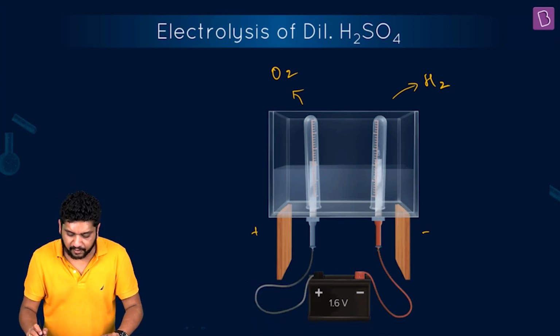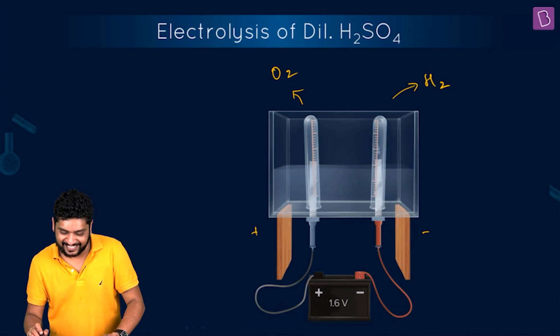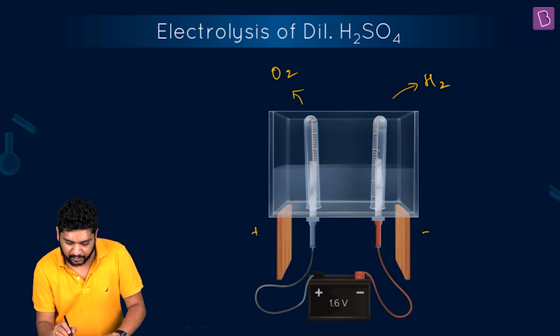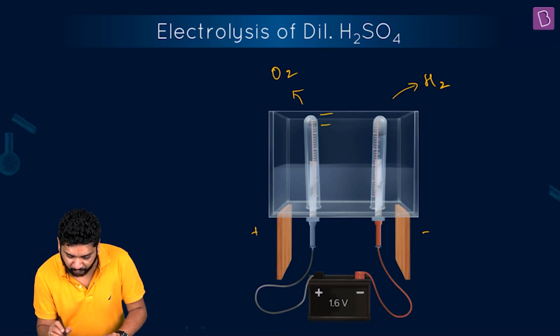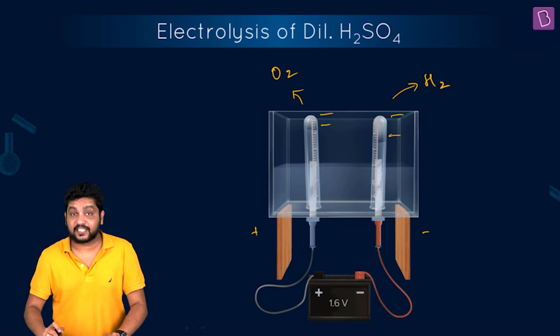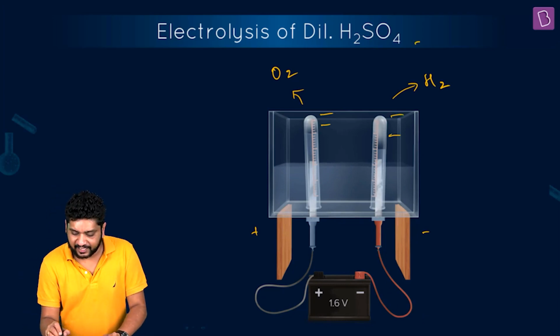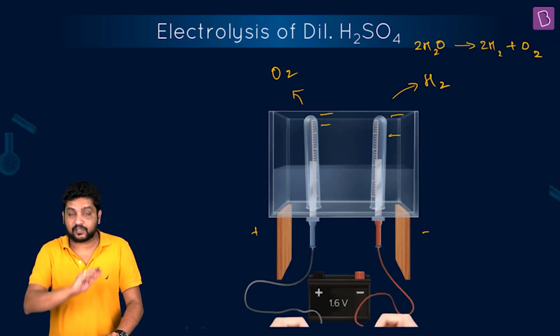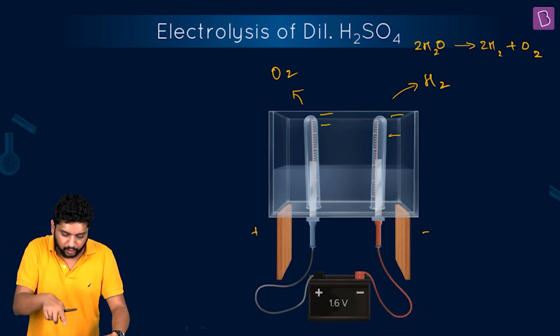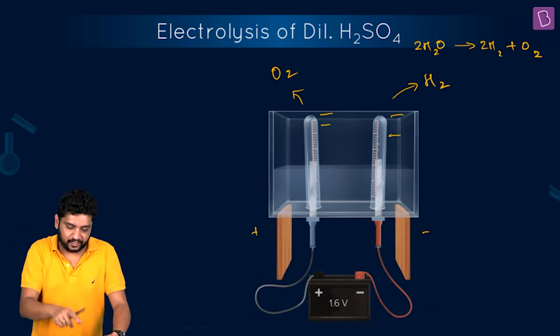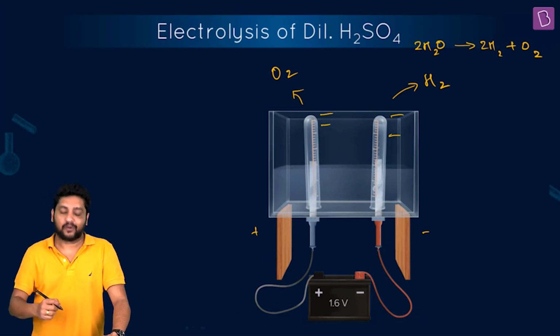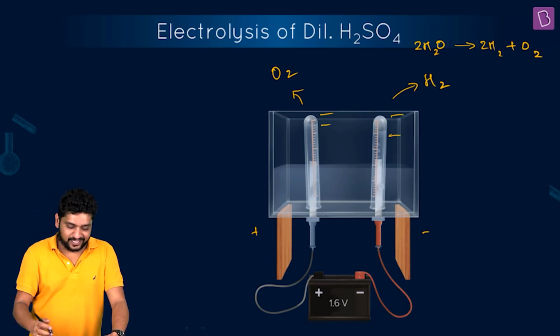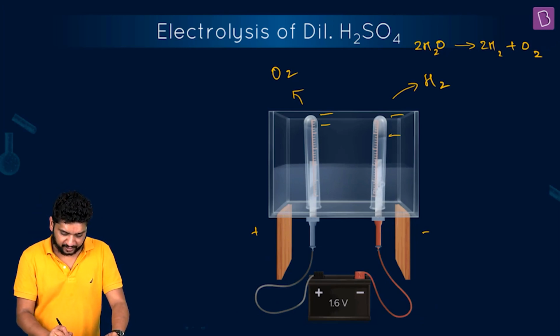One more interesting observation you can probably see here is the volumes. Compare this: this is the volume of oxygen and this was the volume of hydrogen. Why? Because the net reaction that is actually happening here is 2H2O giving us 2H2 plus O2. So hydrogen and oxygen are produced in a 2:1 mole ratio. You can see that the volume of hydrogen is also double that of oxygen. Not a part of the question, but an interesting observation nonetheless.